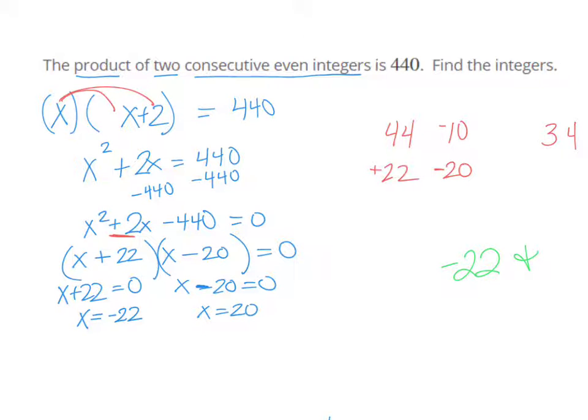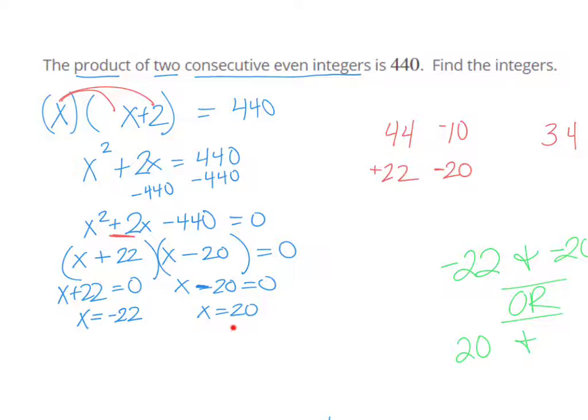And if you take negative 22 and plug it in right here, and take negative 22 plus 2, that actually would get us a negative 20. So negative 22 and negative 20 would be two consecutive even integers that happen to multiply to 440. Or another option would be for x to be 20.